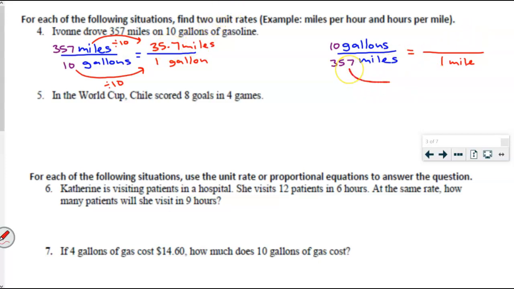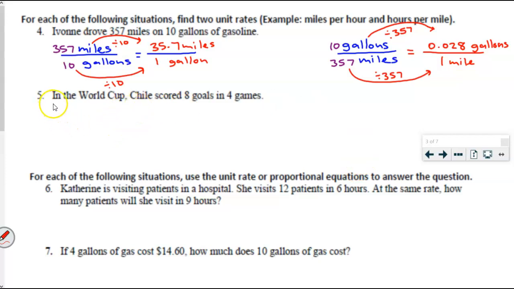Here, I'm going to change this 357 into a 1 by dividing by 357. And since I'm dividing the bottom part of that ratio by 357, I need to do the same thing here. 10 divided by 357. Who has that one for me? Does anyone have that already calculated for me? Go ahead, Carter. 0.028. Did I write that down correctly? Okay. And then the unit is gallons. Yep. So 0.028 gallons per 1 mile.